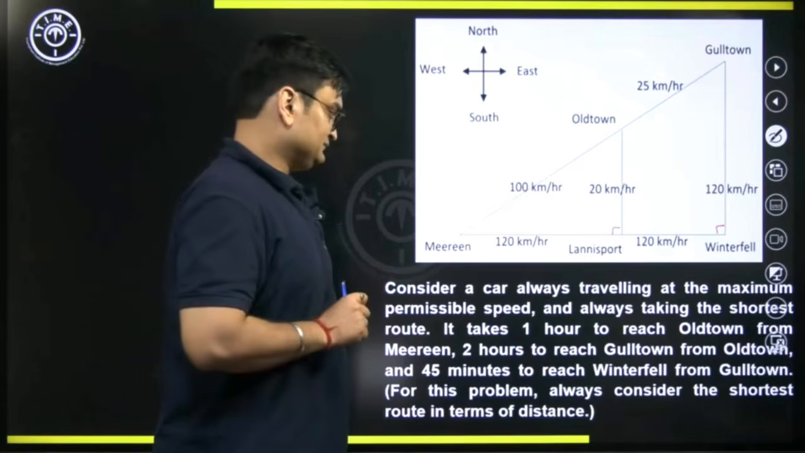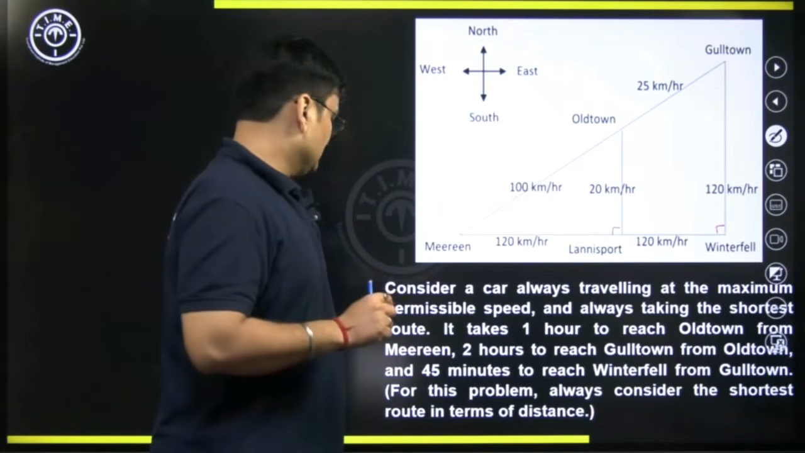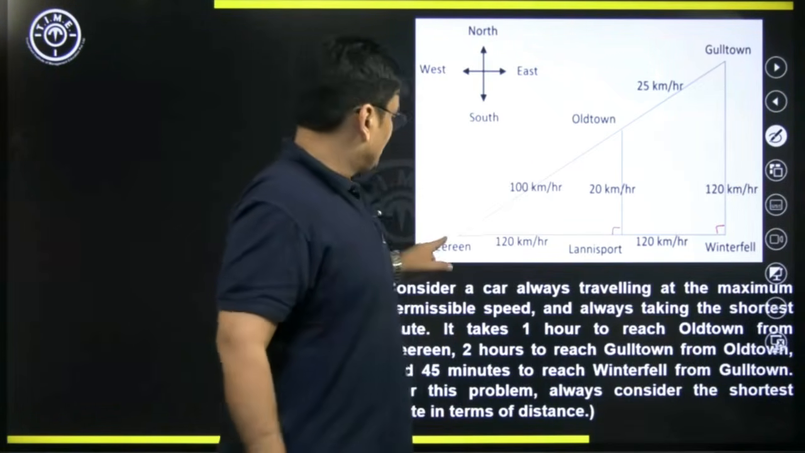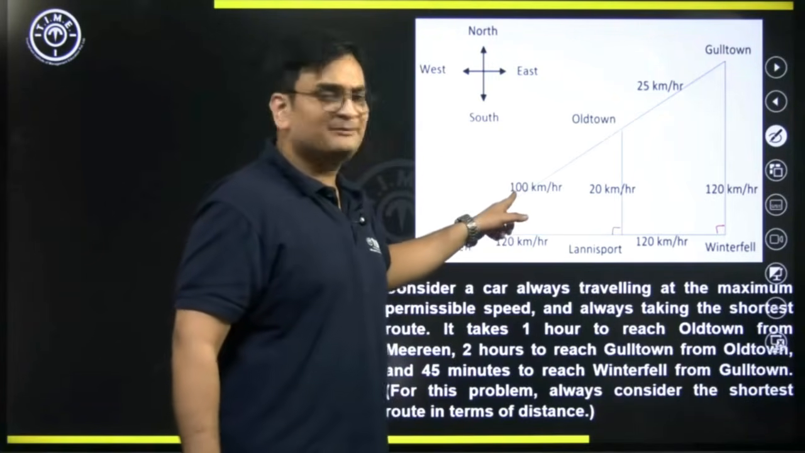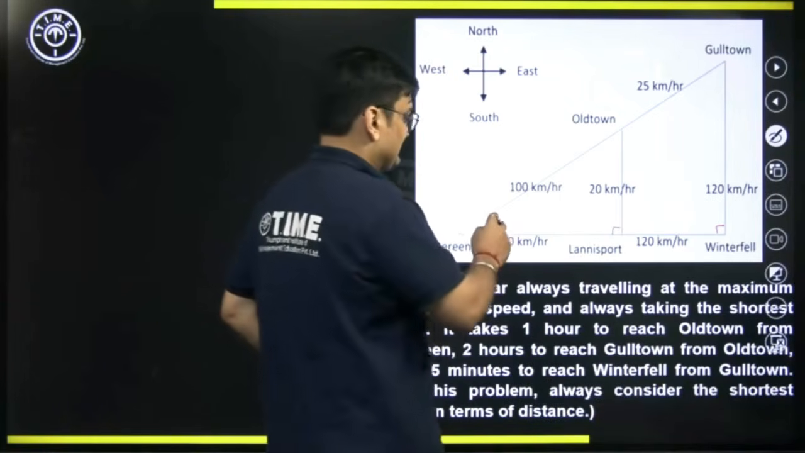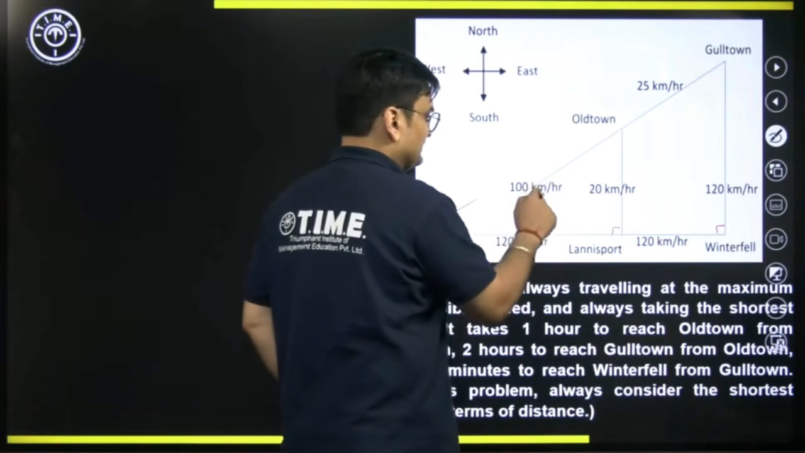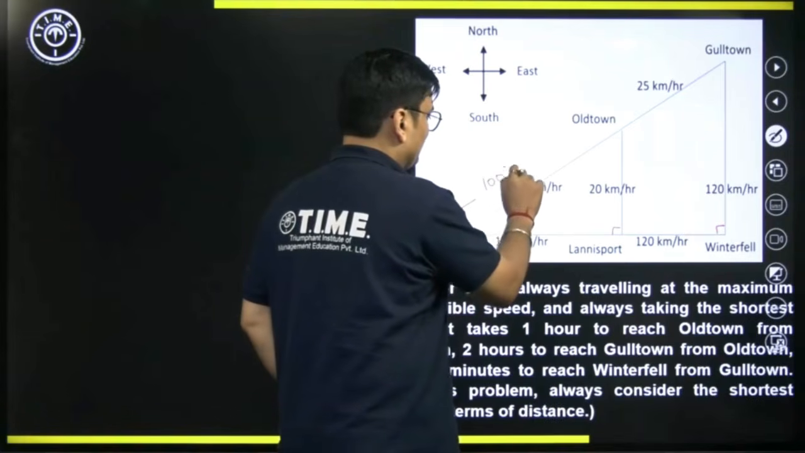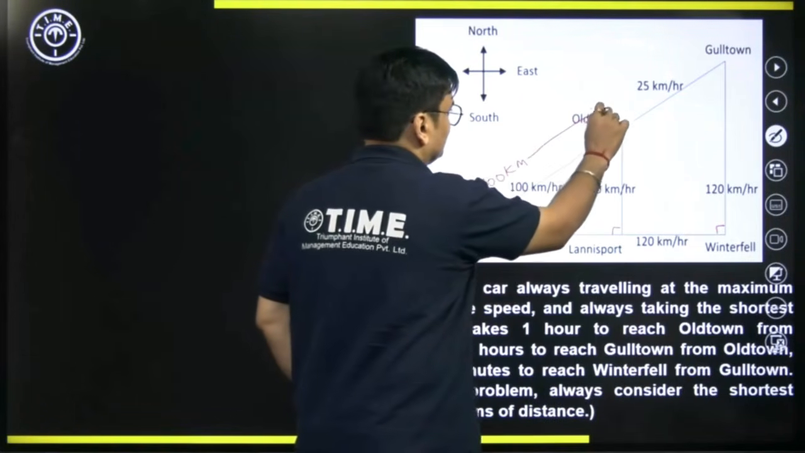It takes 1 hour to reach Old Town from Meereen. From Meereen to Old Town, if it takes 1 hour, the speed limit is 100 and the car is traveling at maximum permissible speed. Hence, can I say this distance here will be 100 kmph into 1, which is 100 kilometers till Old Town.